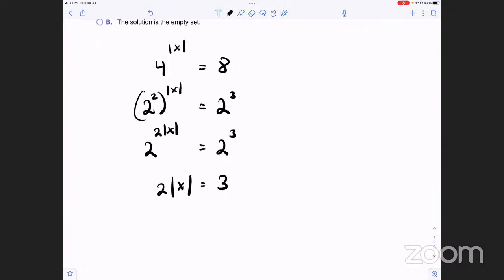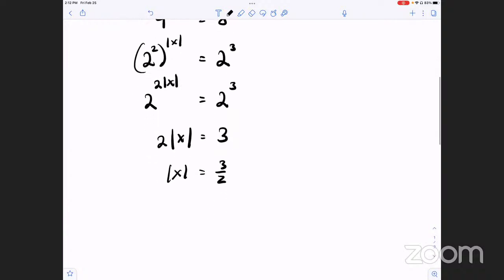So then let's isolate the absolute value. Absolute value of x equals 3/2. Now we have an absolute value equation. This is true if and only if x equals negative 3/2 and positive 3/2.